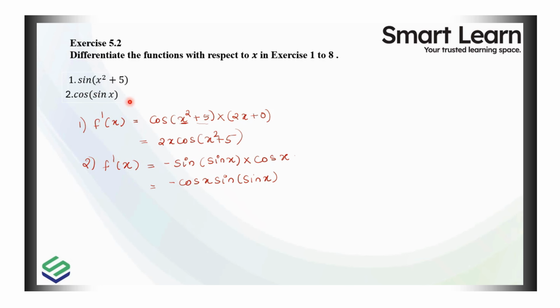Next is cos of sin x. First is the cos function. Cos derivative is minus sin, and the angle is sin x, so minus sine of sin x. Then the sin x derivative is cos x. So the answer is minus cos x sine of sin x.